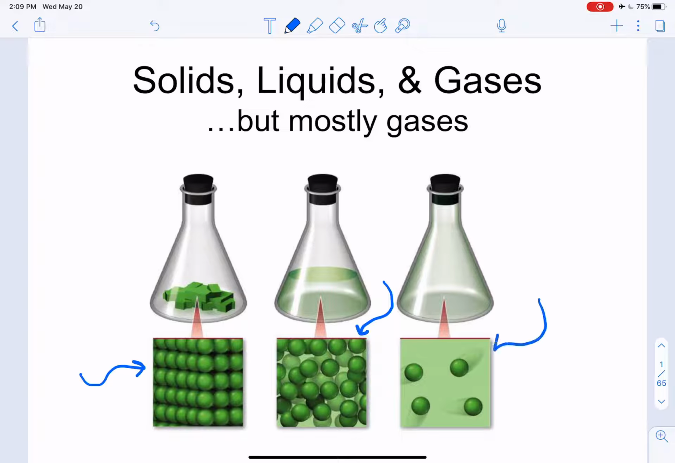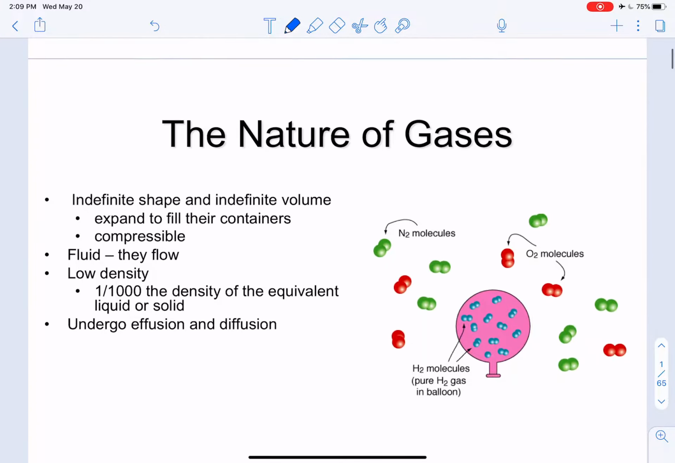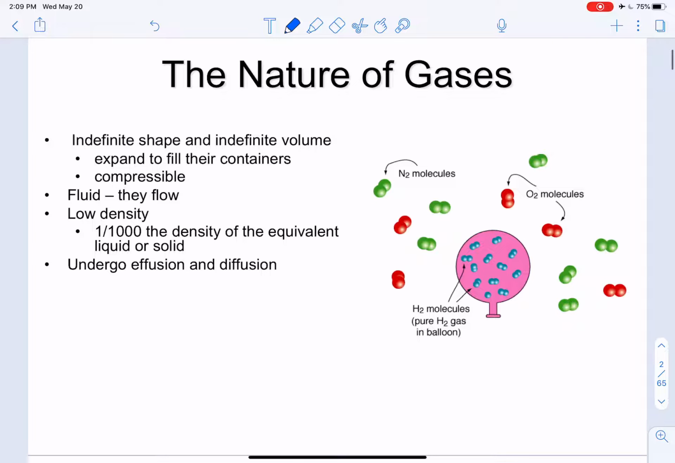And then we have gases. So the atoms or the molecules in gases are pretty far apart and they bump into each other, but they're not attracted to each other, so they just go their merry way once they've bumped into each other. They're like, hi, hi, and then they go on their merry way. Okay, so what else do we know about gases?